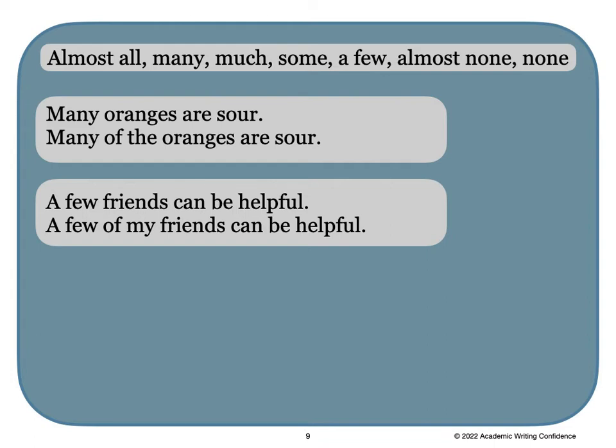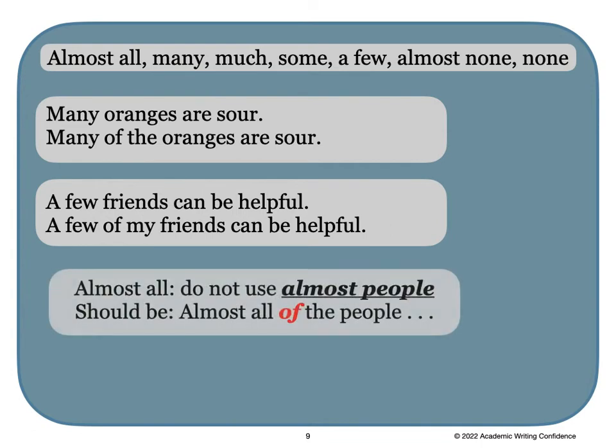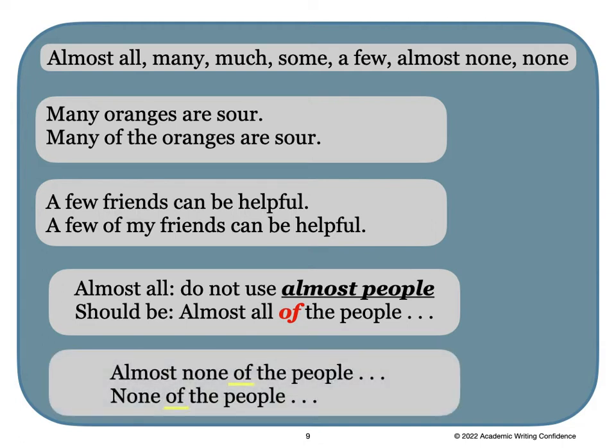Now, one warning about some of the words in this list above. The words almost all should be used with the word of. Do not use almost people by itself. It should be almost all of the people. It's the same for the word almost none and the word none. Almost none of the people. None of the people.